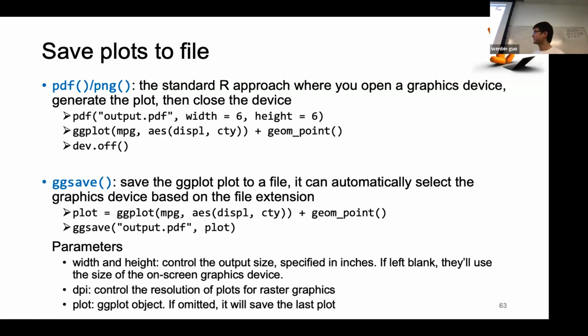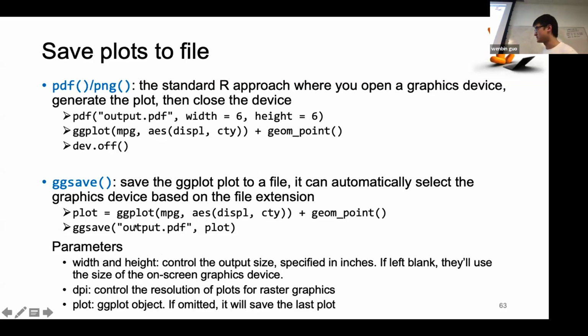Another easy way to save a plot to a file is using ggsave in the ggplot2 functionality. You can use one single line to save the plot to a file. And if you don't specify the plot, it will automatically save the last plot you generated to the file. I think it's useful sometimes.